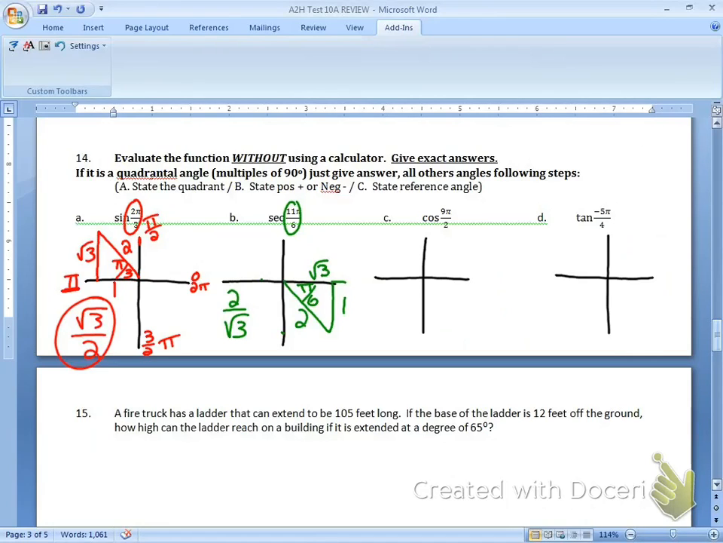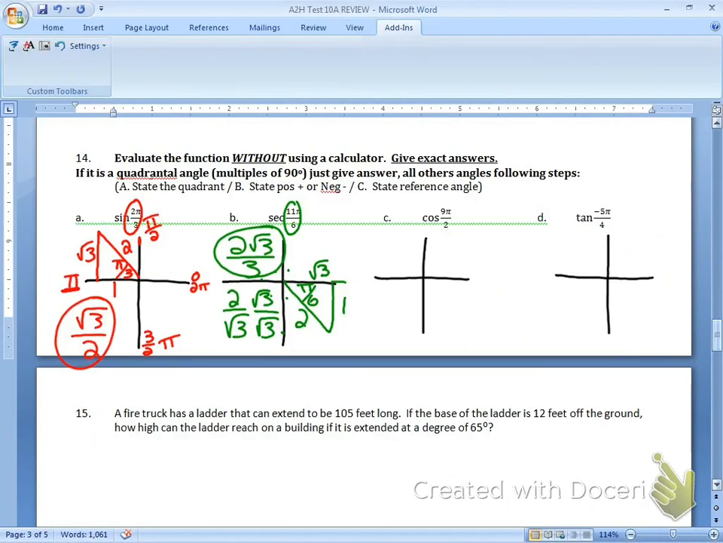Then is it positive or negative? It's with cosine. All students take calculus. Cosine's positive there, so our answer is positive. But we still don't have the right answer. We need to rationalize the denominator. So we're going to multiply the top and the bottom by root 3, and we're going to end up with 2 root 3 over 3 as our answer.